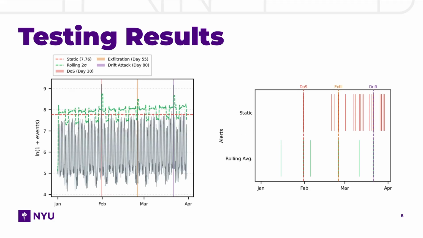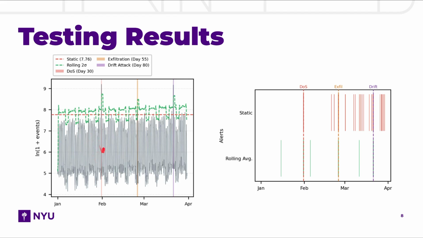So the results of that data: we can see the initial rolling threshold is this green line. The static threshold, which ended up being 7.76, this is log normalized events here, is the red line here. And you can see the denial of service attack is this faint red line. The exfiltration attack is this faint orange line. And then the further in the cycle attack is this purple line here.